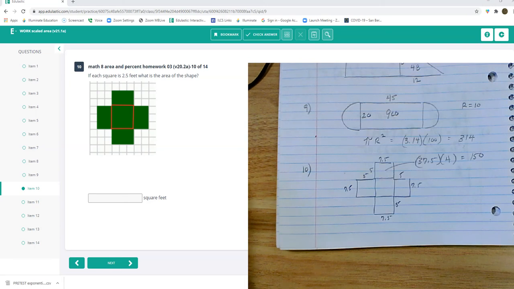Okay, so I've taken care of this one, that one, that one, and that one. And now the center one is actually, what is that? 7.5 by 7.5. So 7.5 times 7.5. That middle one is 56.25.